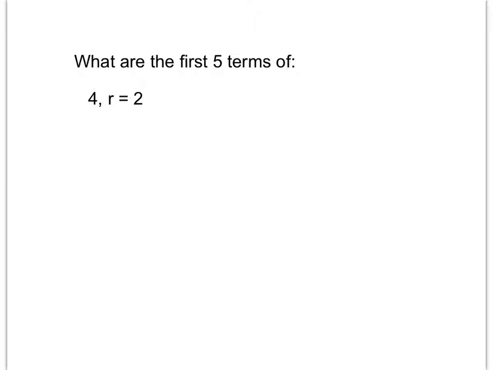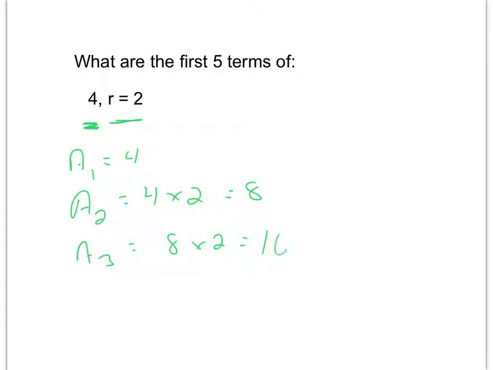Okay, what are the first 5 terms of a geometric sequence if a sub 1 is equal to 4 and our r is 2? So if a sub 1 is equal to 4, a sub 2 is going to equal a sub 1 times 2, which equals 8. A sub 3 is going to equal 8 times 2, which equals 16. A sub 4 is going to be 16 times 2, 32. And a sub 5, of course, times 2 again is going to equal 64.